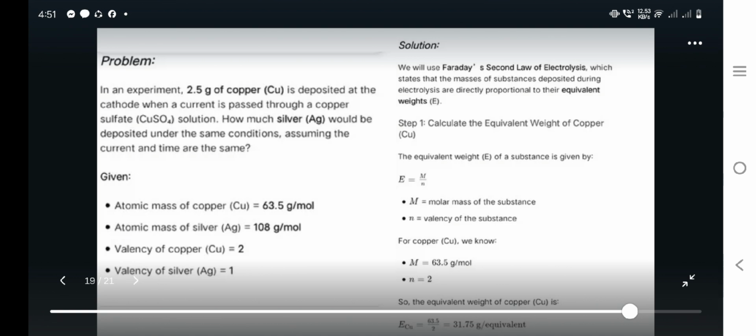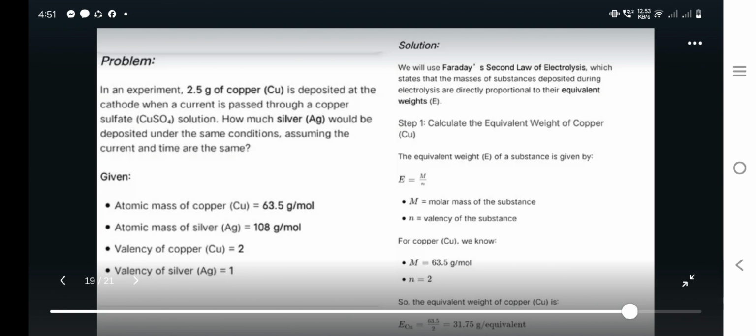So I have here an example problem. In an experiment, 2.5 grams of copper is deposited at the cathode when a current is passed through a copper sulfate solution. How much silver would be deposited under the same condition, assuming the current and time are the same? So given is the atomic mass of copper, which is 63.5, and the atomic mass of silver is 108. Valency of copper is 2, and the valency of silver is 1. When we say valency, copper can lose 2 electrons, and silver can lose 1 electron.